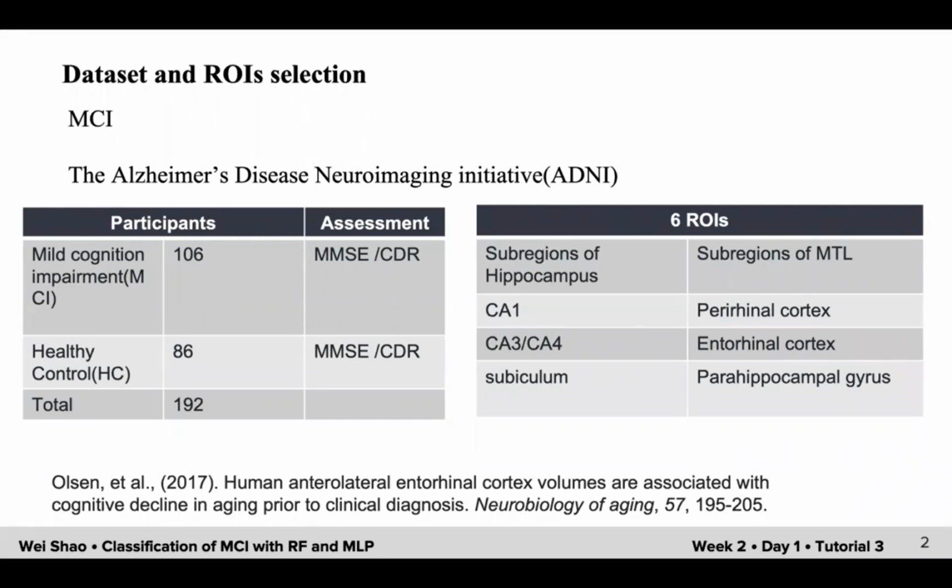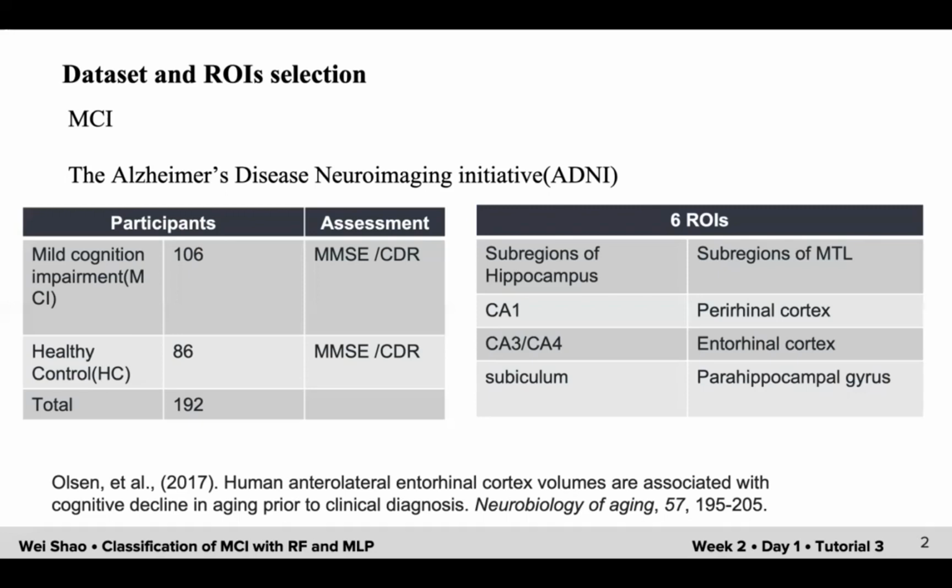It's worth mentioning that compared to more severe disease such as Alzheimer's disease, the boundary of the brain structure between MCI and healthy people is not very clear. So I use the data from the ADNI data set. ADNI is a multi-site study that aims to improve the prevention and treatment of Alzheimer's disease. I used 106 participants from the MCI group and 86 from the healthy control group, diagnosed by MMSE and CDR, meaning Mini-Mental State Examination and Clinical Dementia Rating. So overall, I have 192 participants.